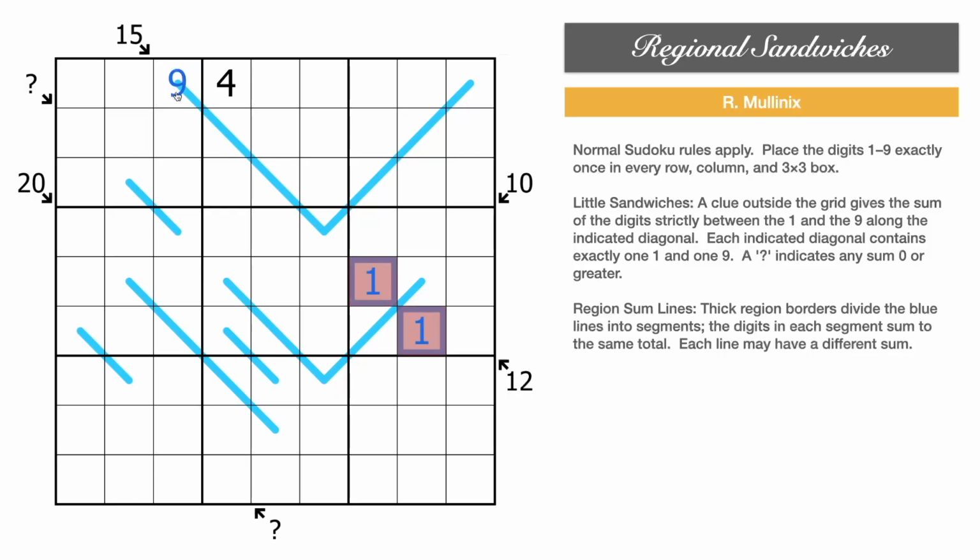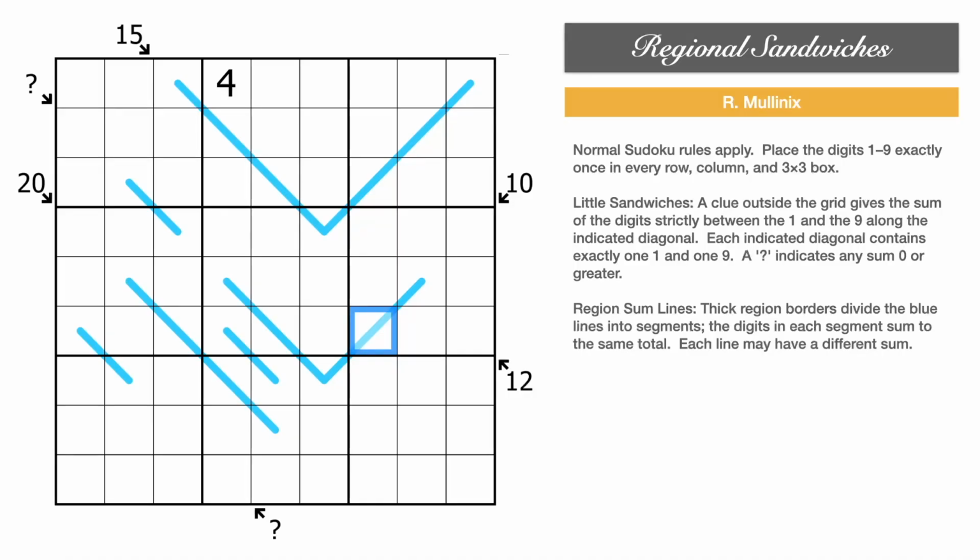That won't work. And the question marks mean number 0 or greater. So it could be 0 or 10 or 15. Anything 0 or greater. And then we have the typical region sum lines where these cells sum to the same number as this, which sums to the same number as this. And each sum is different per line. So these three sum to this number here.